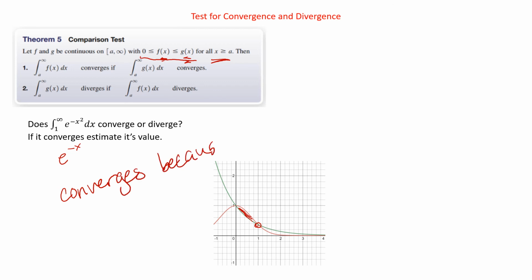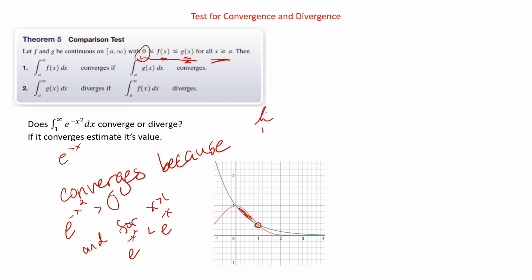It converges because e to the negative x squared is always greater than 0, because that's important. It has to be greater than 0. And for x greater than 1, e to the negative x squared is less than e to the negative x. And e to the negative x converges. We could test that if we needed to.